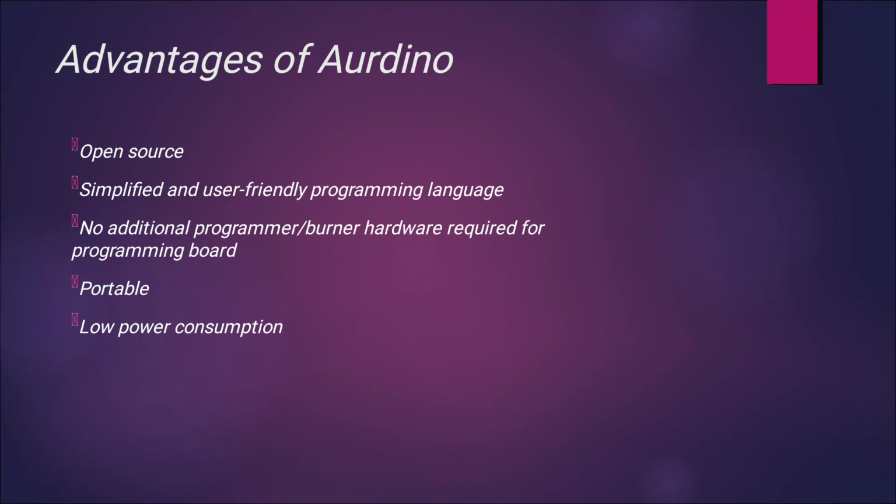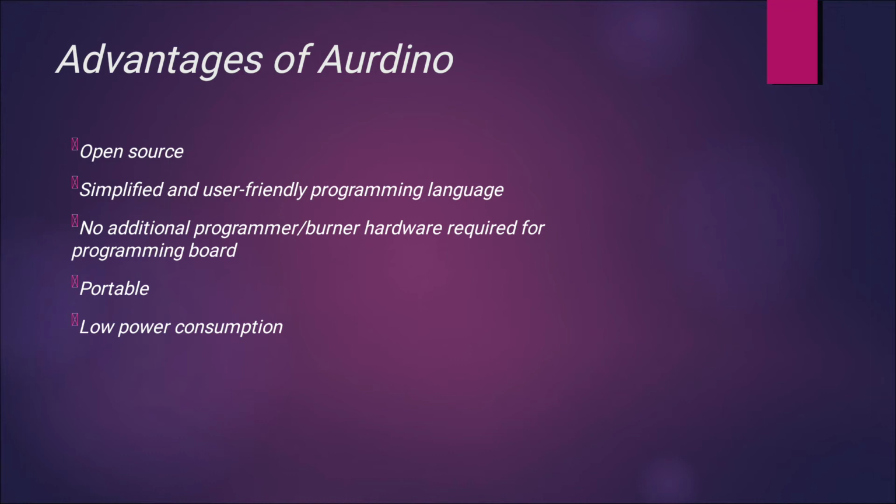Advantages of Arduino. First one is open source. The Arduino hardware being open source means that you can view the schematic of every board available. This means you are free to buy the hardware components and solder the board. Simplified and user-friendly programming language. No additional programmer or burner hardware required for programming the board.